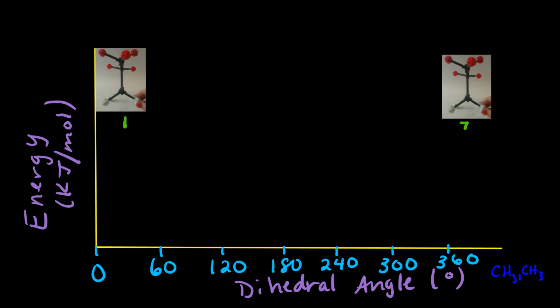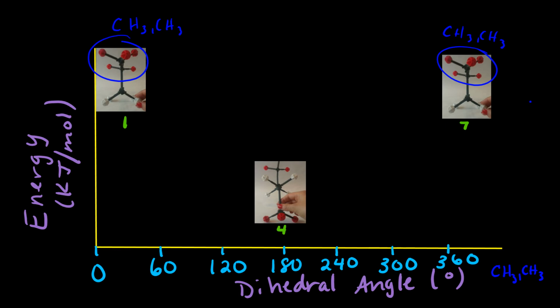And at the top of the energy hill, so to speak, would be conformations 1 and 7, where you have the costly CH3 eclipsing interactions that are taking place. So that would be the energy maxima. The minimum would be structure 4, where you have the anti-conformation, the 180-degree dihedral angle between the two methyl groups, where you have minimum steric and torsional strain.